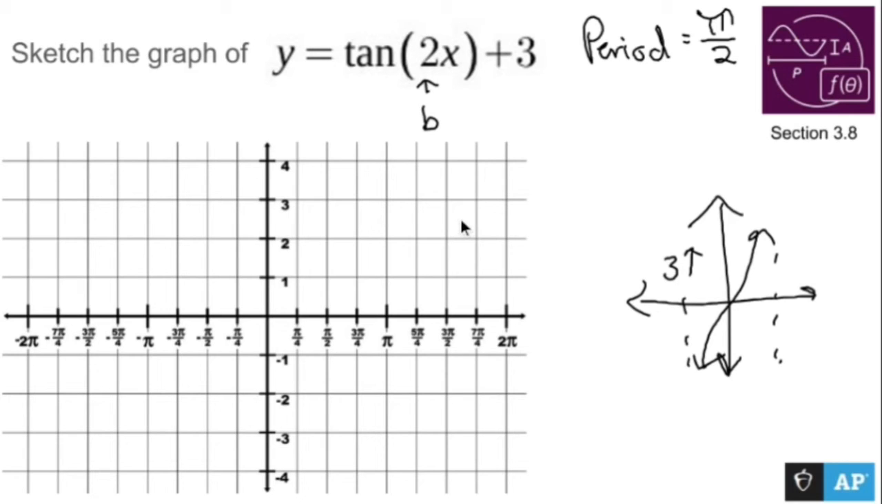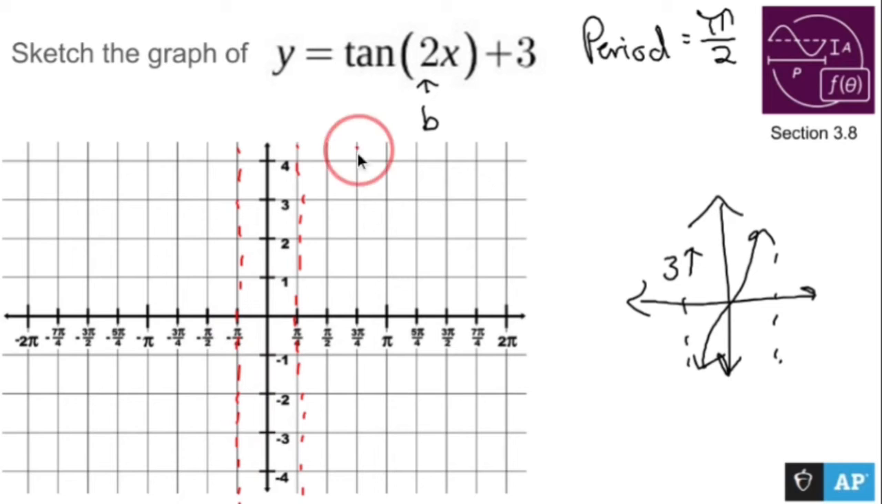Okay, so if my period is pi over 2, and I still start in the center here, that means it's going to repeat itself every pi over 2. So if I'm starting in the center, half of pi over 2 is pi over 4, and half of pi over 2 is pi over 4. So I'm going to have a vertical asymptote at pi over 4, at negative pi over 4, and then it repeats itself every pi over 2.